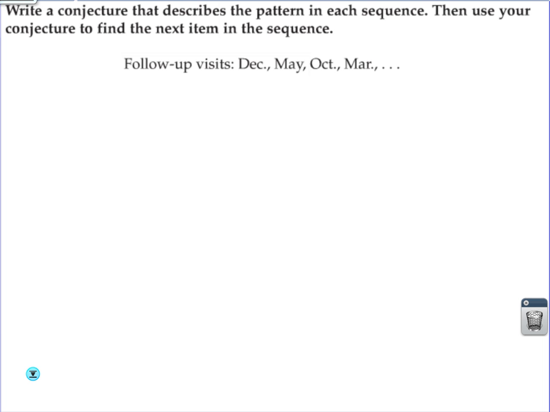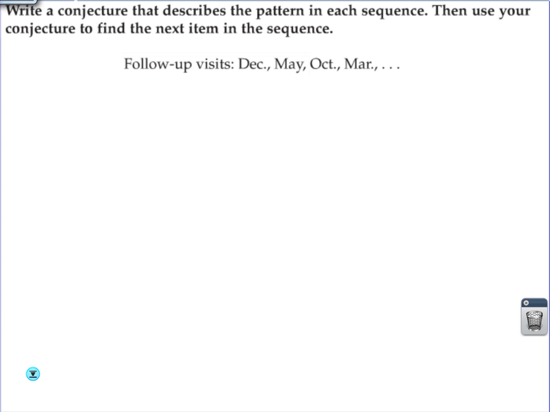Write a conjecture. We know now what a conjecture is. Write a conjecture that describes the pattern in this sequence. Then use your conjecture to find out the next item in the sequence. Okay, follow-up visit. We go to the doctor. We're sick, and they say, after this visit, I want you to follow up in December, May, October, and March. December, May, October, March. And my question for you is, what do you think would be the next month in that sequence?